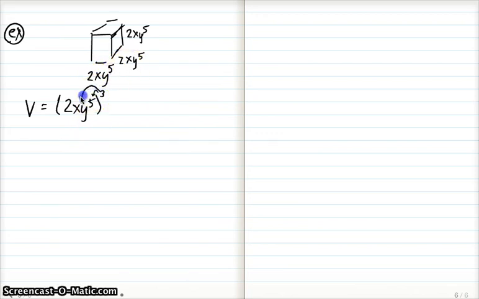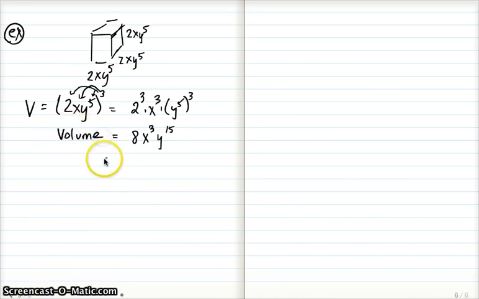I can simplify this by distributing my exponent. I get 2 cubed times x cubed times y to the 5th cubed. When I simplify 2 times 2 times 2, I get 8x cubed, and then y to the 5th cubed gives me y to the 15th. So this expression here would represent the volume of this particular cube. And if I knew what x and y happened to be, I could substitute those in right here and get the volume right away. Just as a reminder, volume is always in cubic units. Area is in square units.